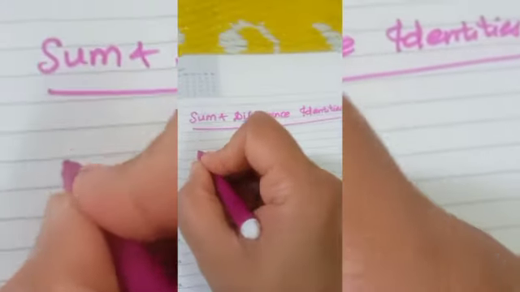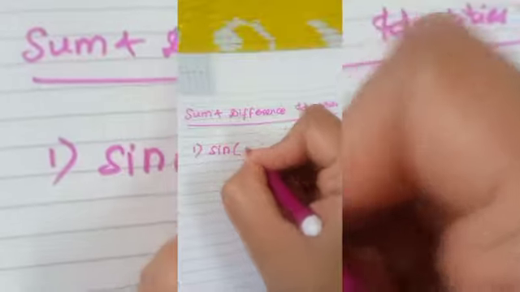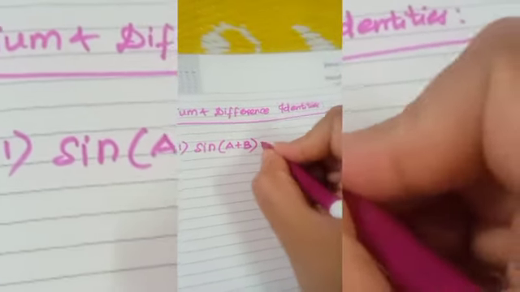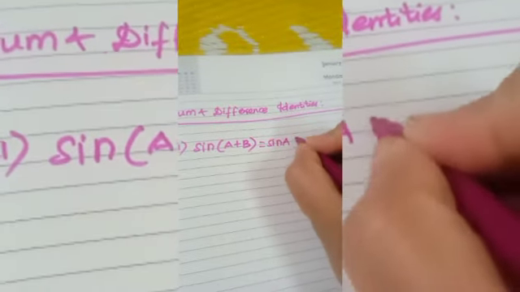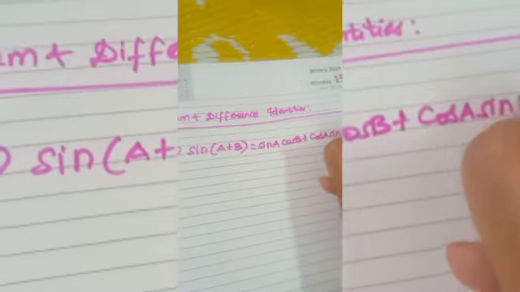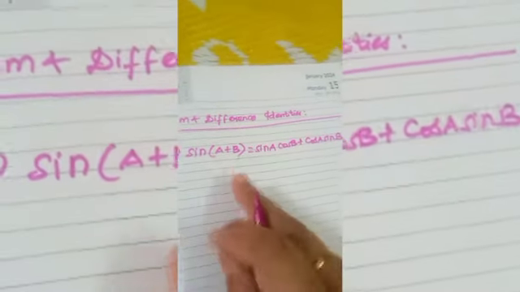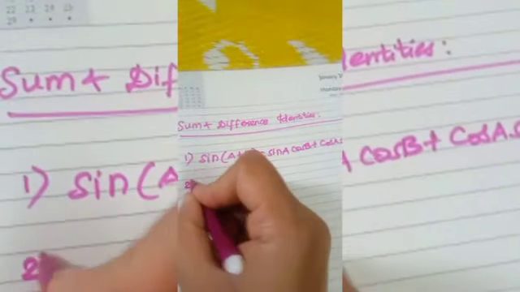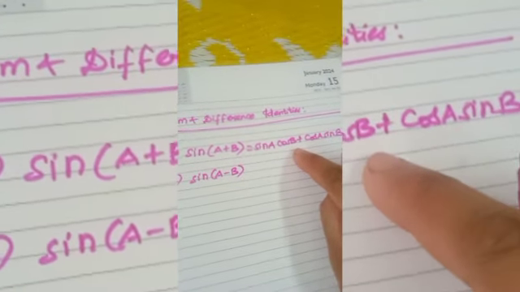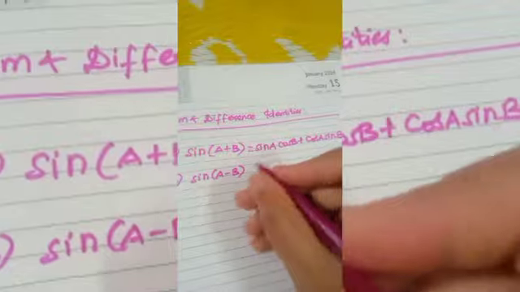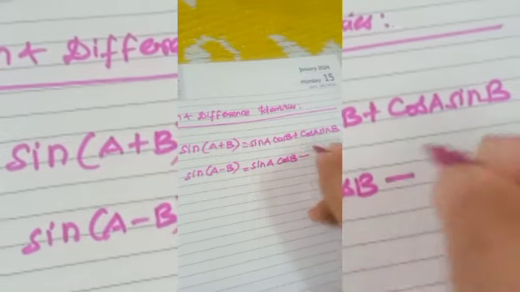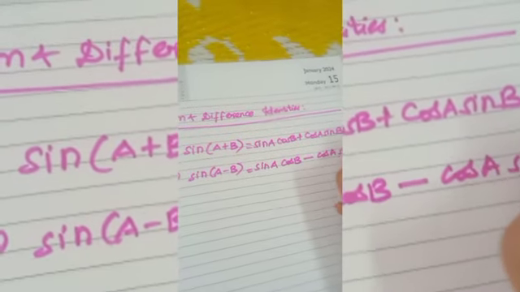The first formula is sin of a plus b, which is equal to sin a cos b plus cos a sin b. Just remember this one. If you want the difference, sin of a minus b is equal to, dear students, kindly change the symbol. So what will you get? Sin a cos b minus cos a sin b.